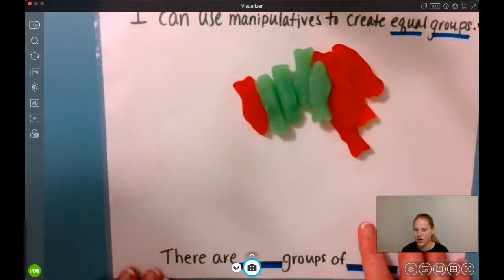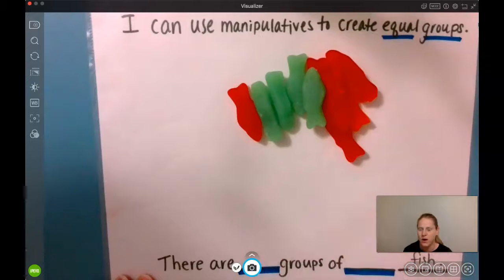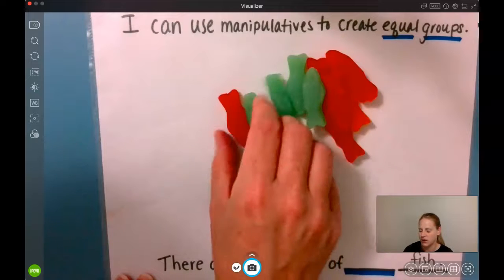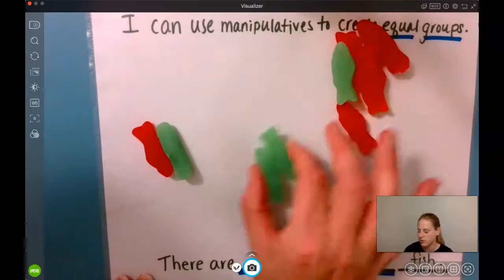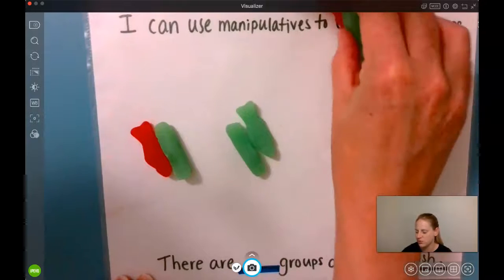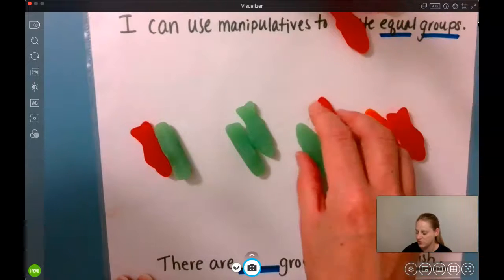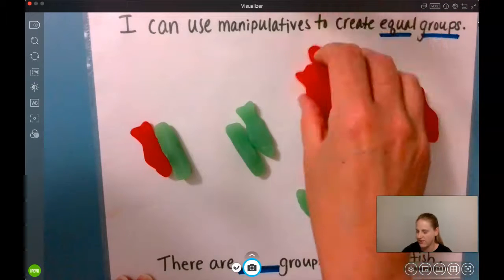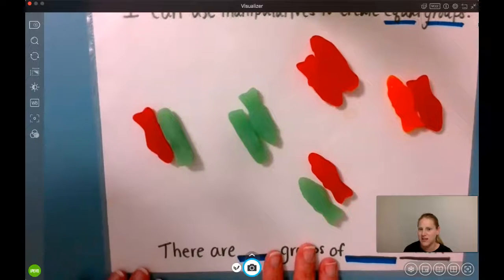Okay, friends, let's check our work here. Who can tell us how they made groups of 2? And I'm going to do it with you here. Okay, go ahead. So you took 2 at a time. There's one group of 2, 2 groups of 2, 3 groups of 2, 4 groups of 2, and 5 groups of 2. Great job.